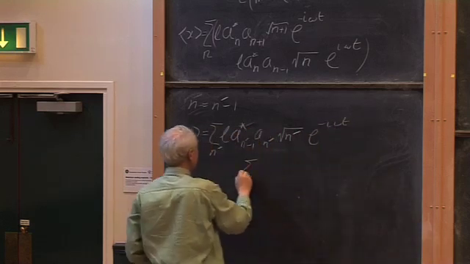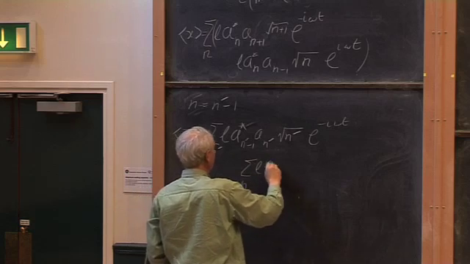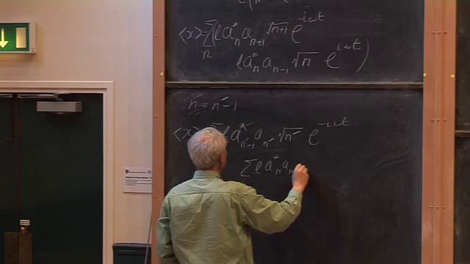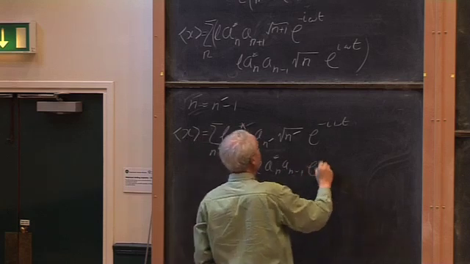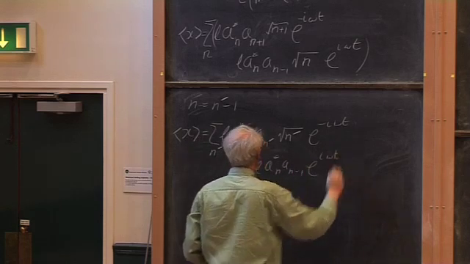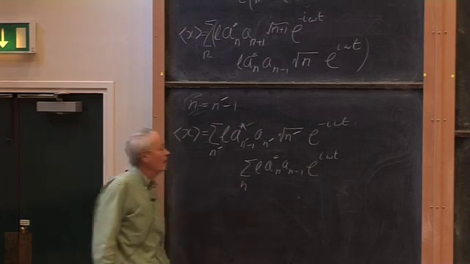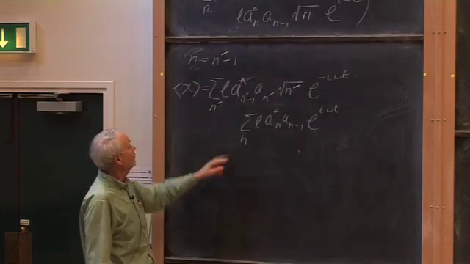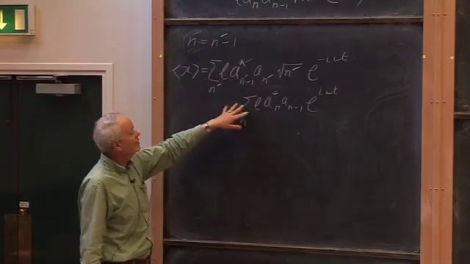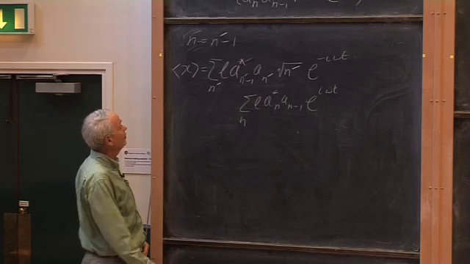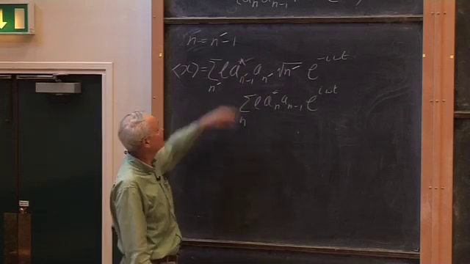And the other sum is still over n, and that's a n star, a n minus 1, e to the I omega t. But n and n primed are the same, they're just dummy indices. We're just summing over them. So this sum is, in fact, the complex conjugate of that sum. These two things are complex conjugates.